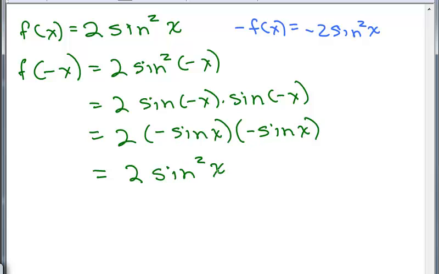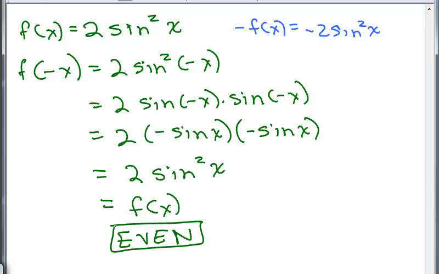So my final answer: was it exactly the same as the original function f of x? Yes. This was the same as just f of x. So this one is an even function. That means the original function f of x is an even function. Be careful with this sine squared of negative x. You might be tempted to just put one minus sign out here and say this function is odd.